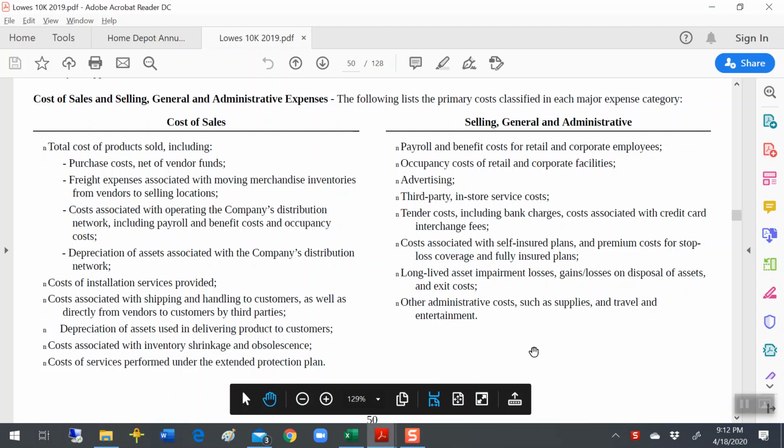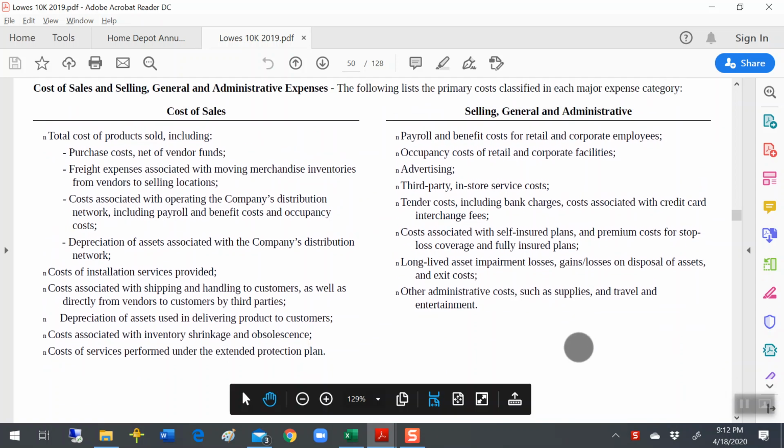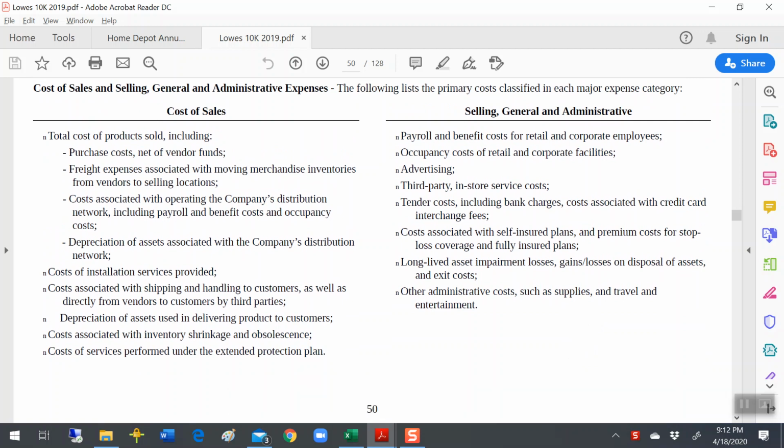Sometimes students have a hard time remembering what goes into the various pieces of the cost of goods sold or the cost of sales and the selling, general, and admin. This is just page 50 out of the Lowe's 10K where they tell you what they're doing. Some companies add more detail, some add less. There's a reason that a 10K can run 100, 200 pages long. That's because companies describe all this stuff that the accountants put together in exquisite detail for the non-accountants.